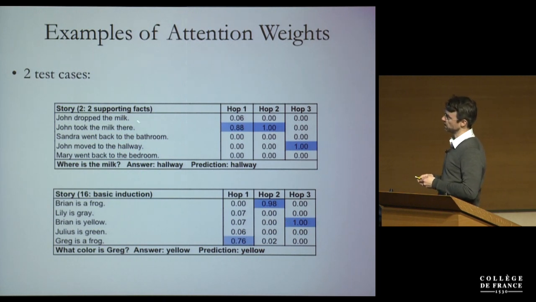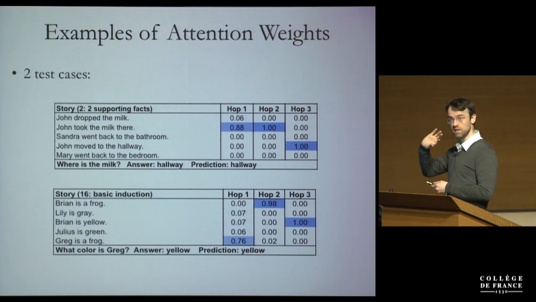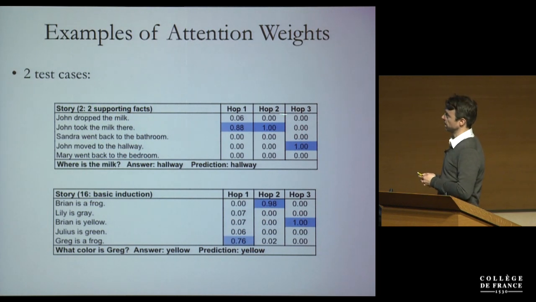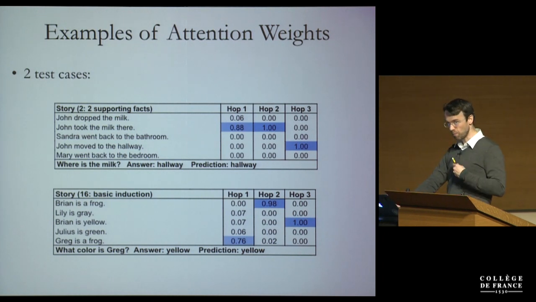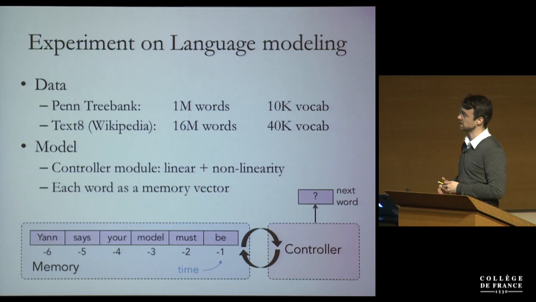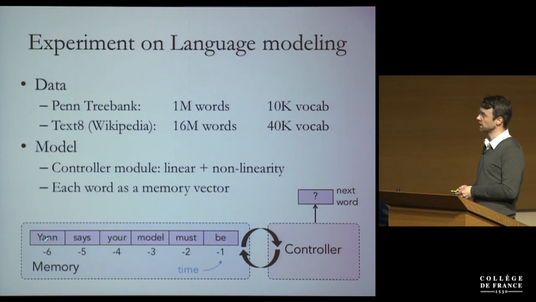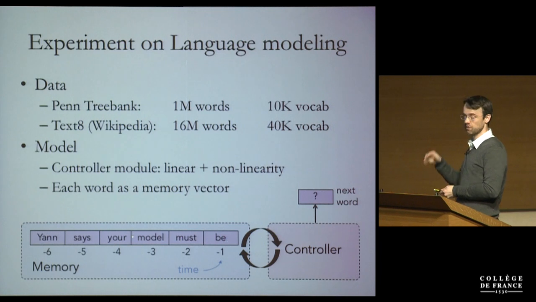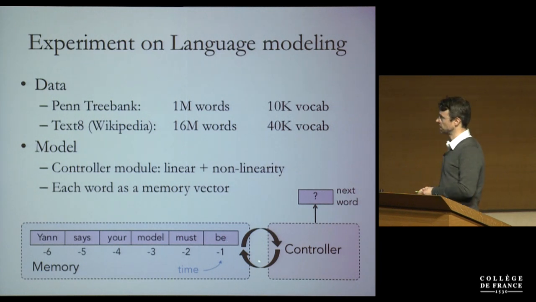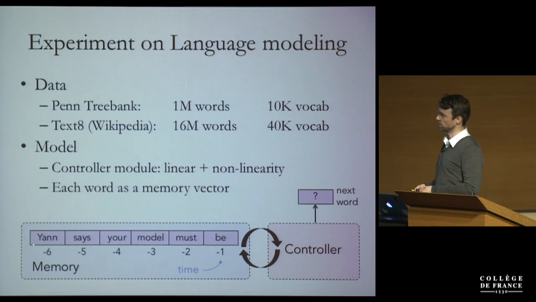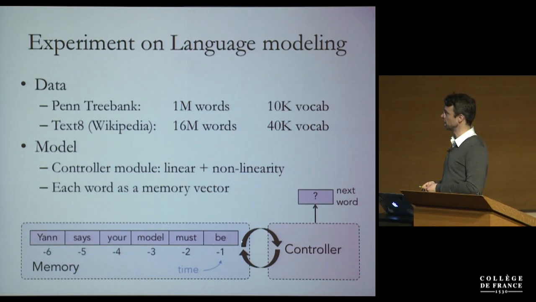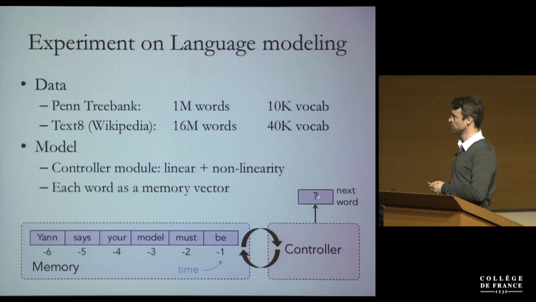And this case is one where it only needs to attend to 2 sentences, but we have 3 hops, but that doesn't break the model. It just does a redundant access in the middle somewhere. Now these models are quite flexible, and this is just one particular task. You can also apply them to other more standard things like language modeling. So in language modeling, you're given a stream of text, and you need to predict the next word. So for example, if the previous words were, Yann says your model must be, and if you know something about Yann, you might have a guess at what the next word should be.